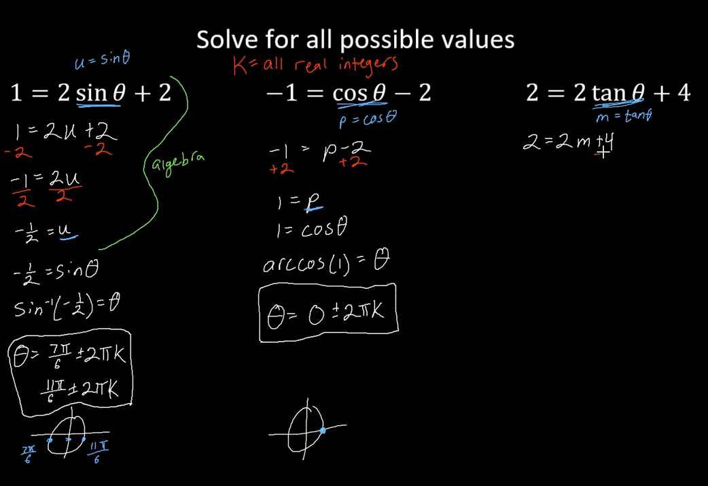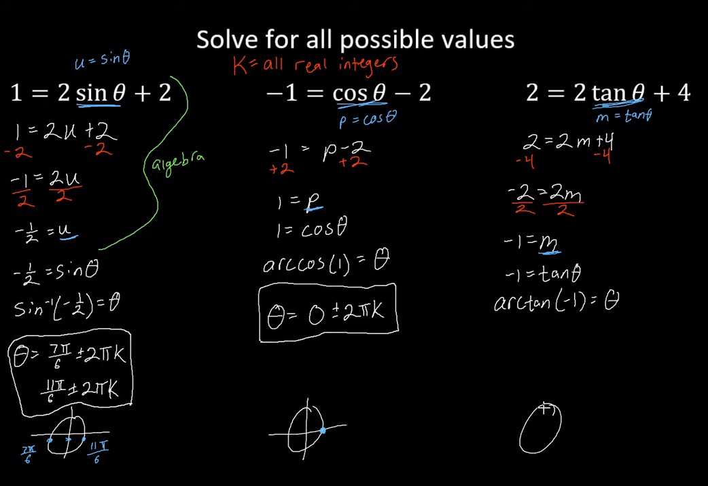So in order to get m by itself, I subtract 4 from both sides, and I end up with -2 equals 2m. Dividing both sides by 2, I end up with -1 equals m. Again, m was not what I originally started with, so I need to resubstitute back in that tangent of theta. In order to solve this problem, I take the arctan of both sides, and arctan of -1 equals theta.